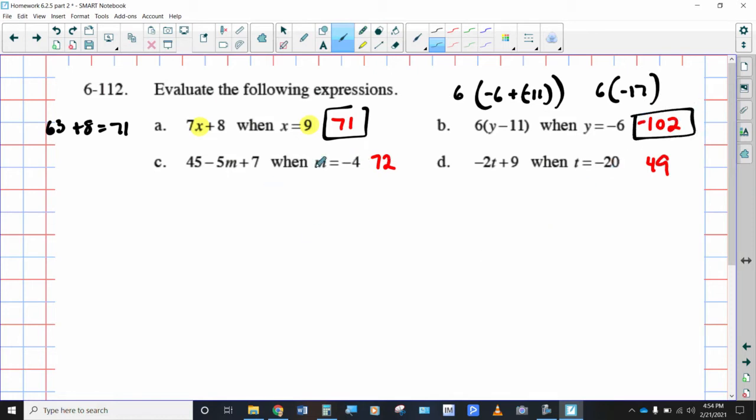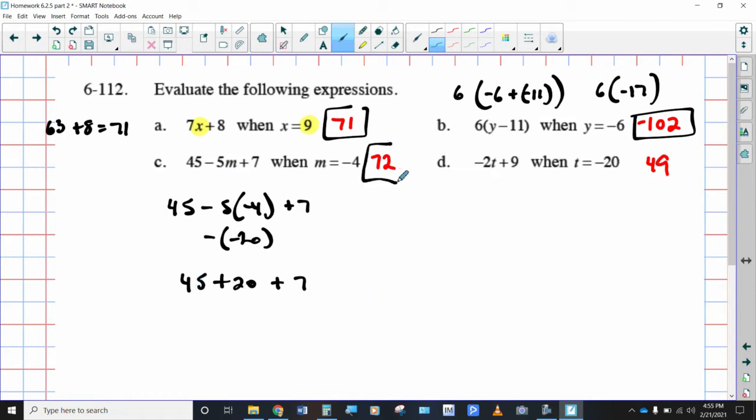And then here we're going to plug in the negative 4. So that becomes 45 minus 5 times negative 4, and plus 7. So that's going to become minus a negative 20, which eventually is going to become plus a positive 20. Once we get this subtracting a negative thing squared around, now we're just going to add straight across. 65 plus 7 is 72.